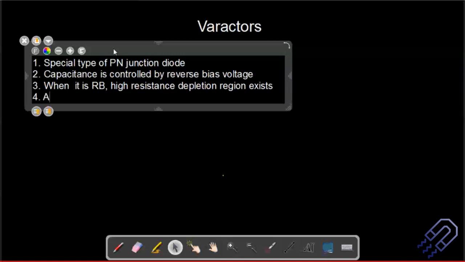Number four, it also works in forward bias. So it works like a normal diode in forward bias, but in reverse bias its application lies where we are using it as a capacitor. So that is very important.